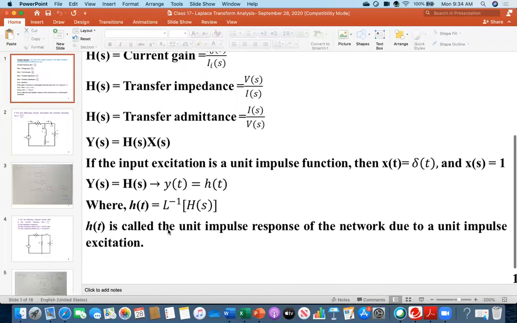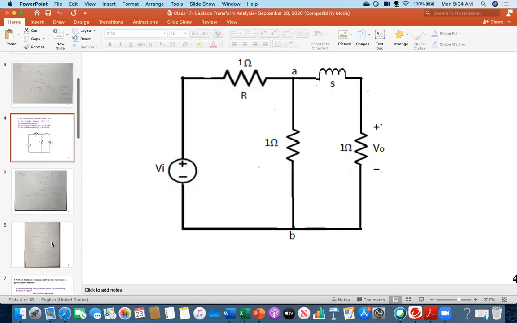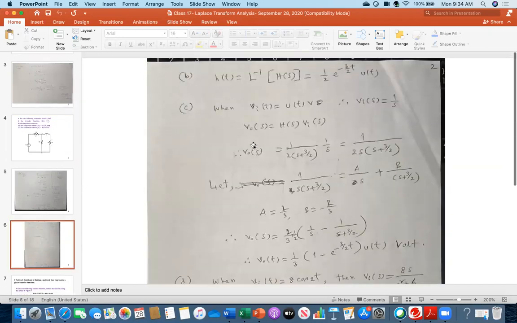As I said, h(t) is called the unit impulse response of the network due to a unit impulse excitation. So h(t) means Laplace inverse of H(s). And what was the H(s)? H(s) was actually the transfer function. So the result that you got from the previous step, the transfer function, you just take its inverse Laplace. That will be your result h(t). That is the thing I am doing here.